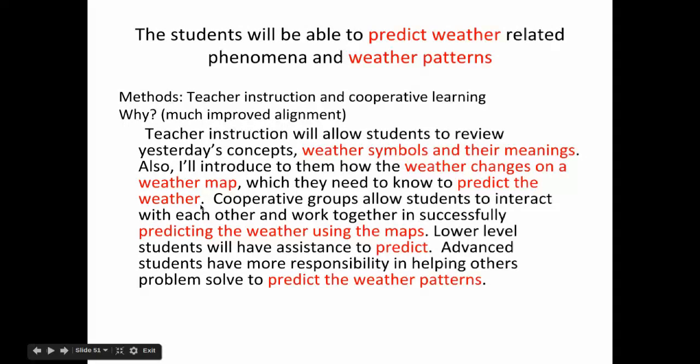So we'll talk about weather maps and how you use those to predict. Cooperative groups allow students to interact with each other and work together in successfully predicting the weather using maps. Lower level students will have assistance to predict. Advanced students will have more responsibility in helping others problem solve and predict the weather patterns.